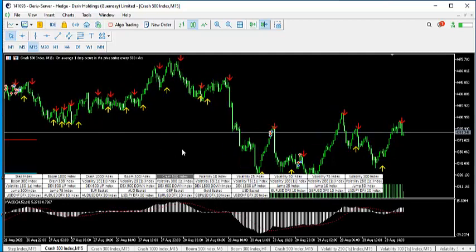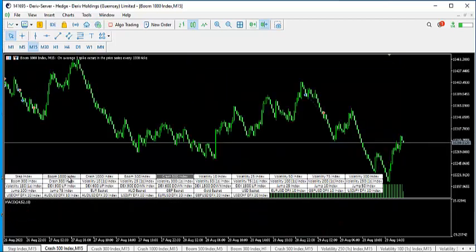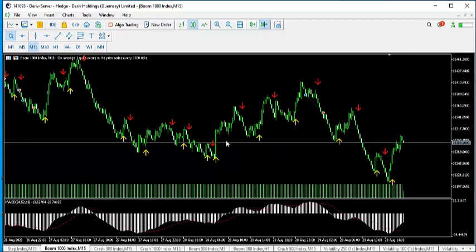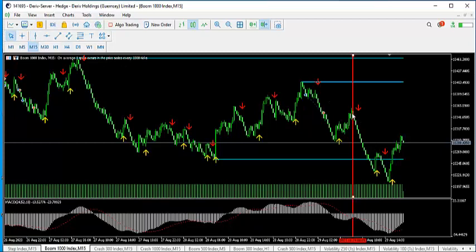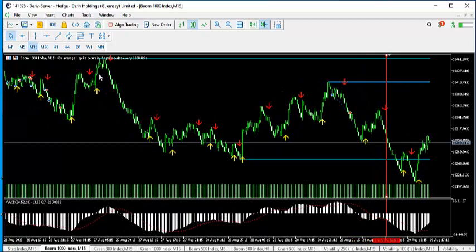Like I told you, from the Boom 1000, before we go to Crash, let's look at Boom 1000. You are going to trade in line with the trend. So you are not just following the arrow, you are following the arrow with the trend, like what we have here. This one is telling you it's a sell. You are following the arrow with the trend over here.